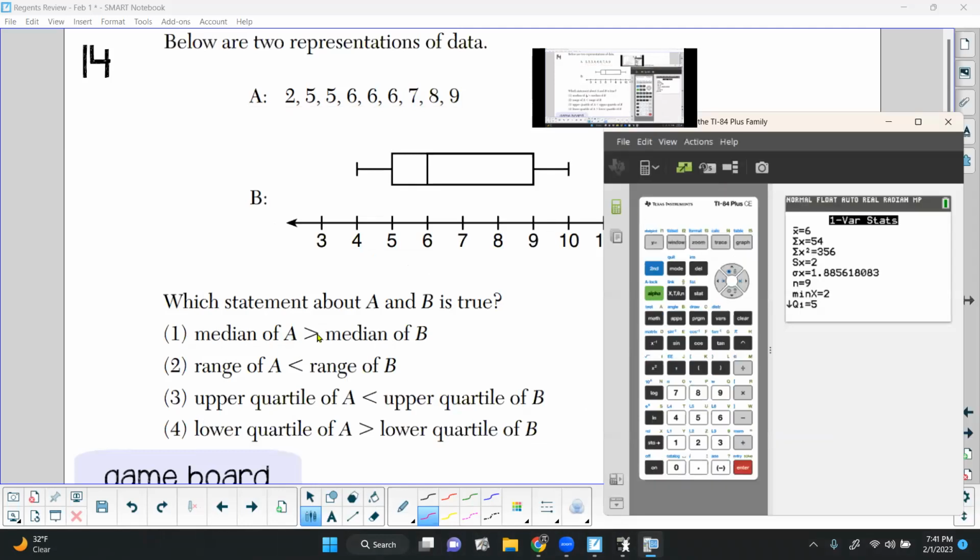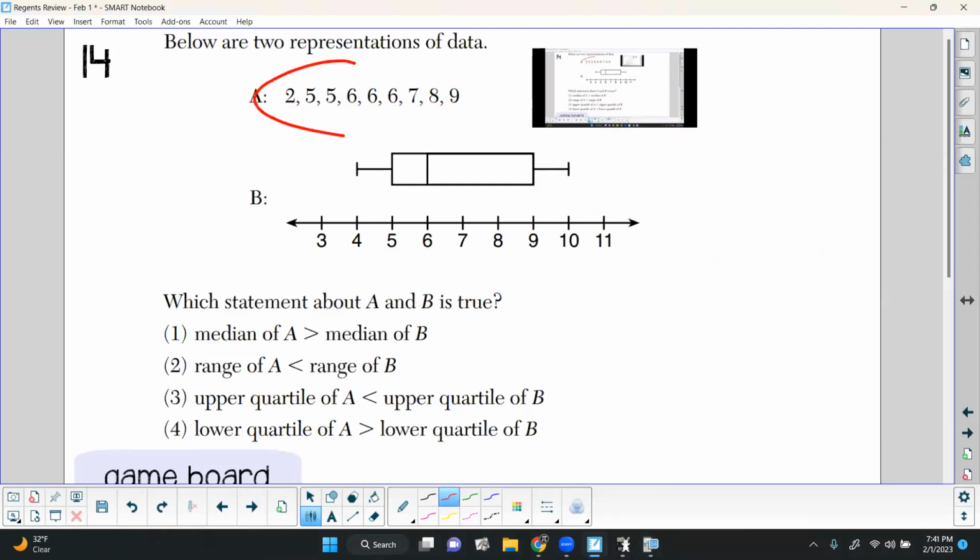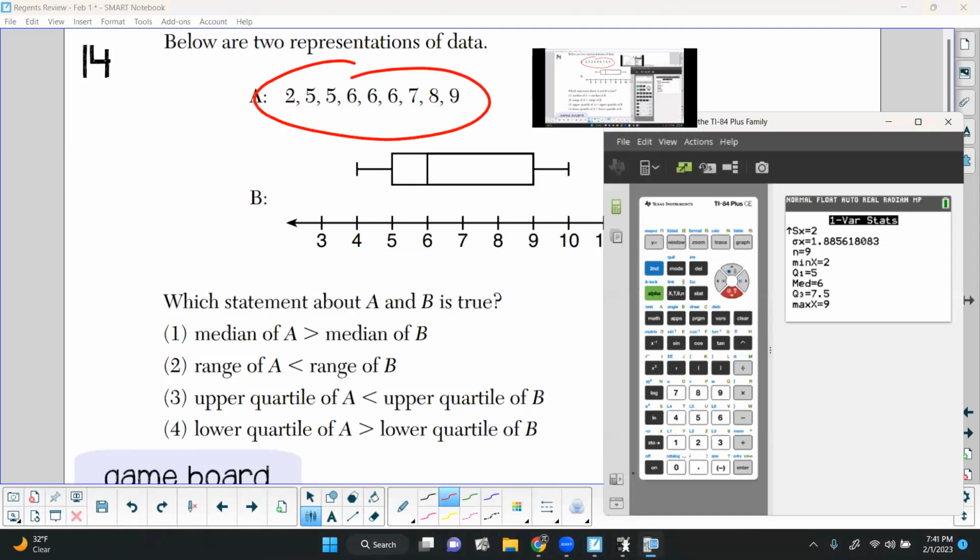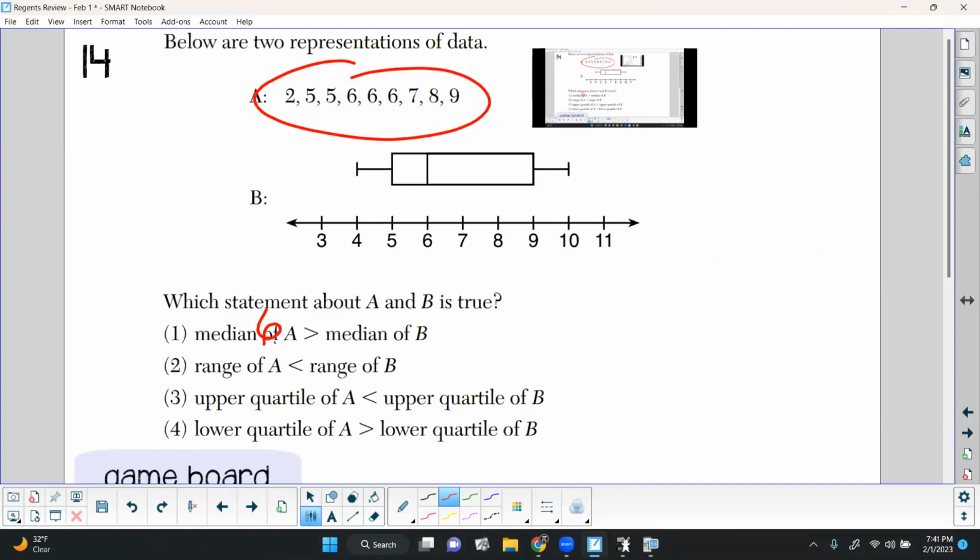Okay, median. Well, I cannot see the median on this calculator screen right now, so I have to arrow down some. Okay, so the median for this set of data, which was on this calculator, is 6. So the median of A is 6, and the median of B is this line here, which is also 6. So 6 is not greater than 6, so that is not true.